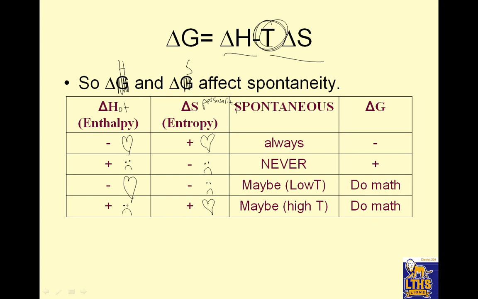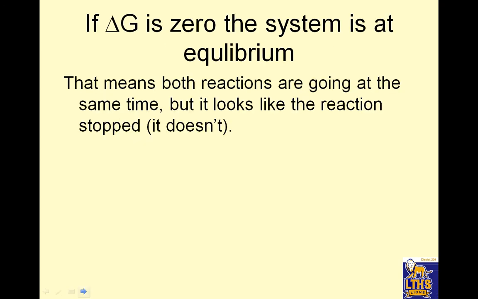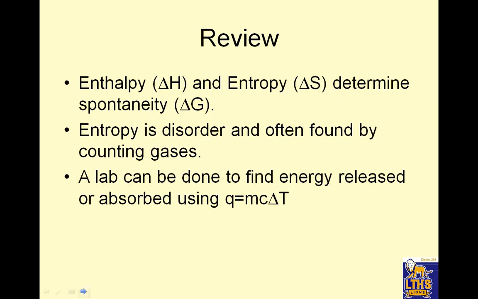What if they're not very good looking but have a great personality? Maybe. Depends on the temperature, depends on which one's bigger, right? Do the math, and just the temperature will change it. Okay? If delta G is zero, the system is at equilibrium. That means both reactions are going at the same time, but it looks like the reaction has stopped. Notice it doesn't, but both reactions are happening at once.